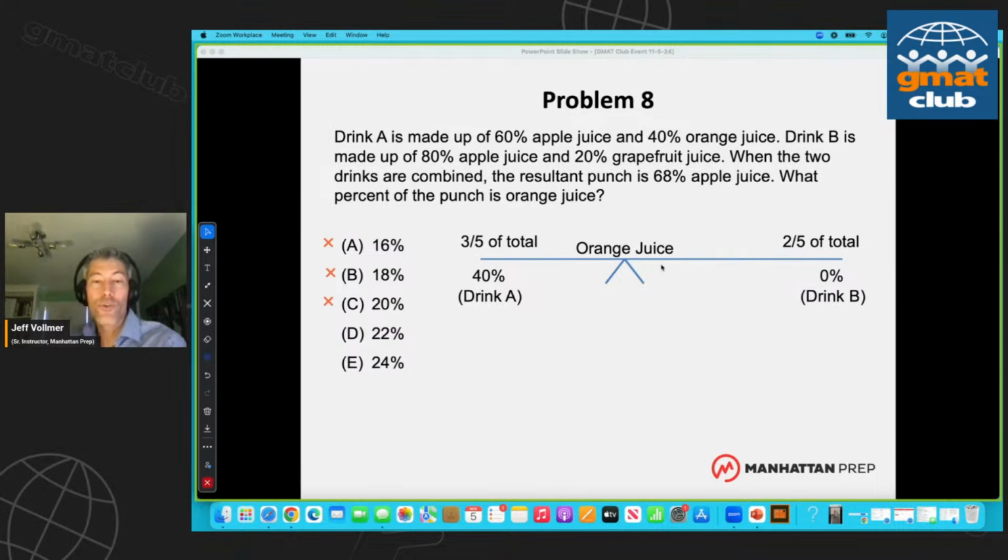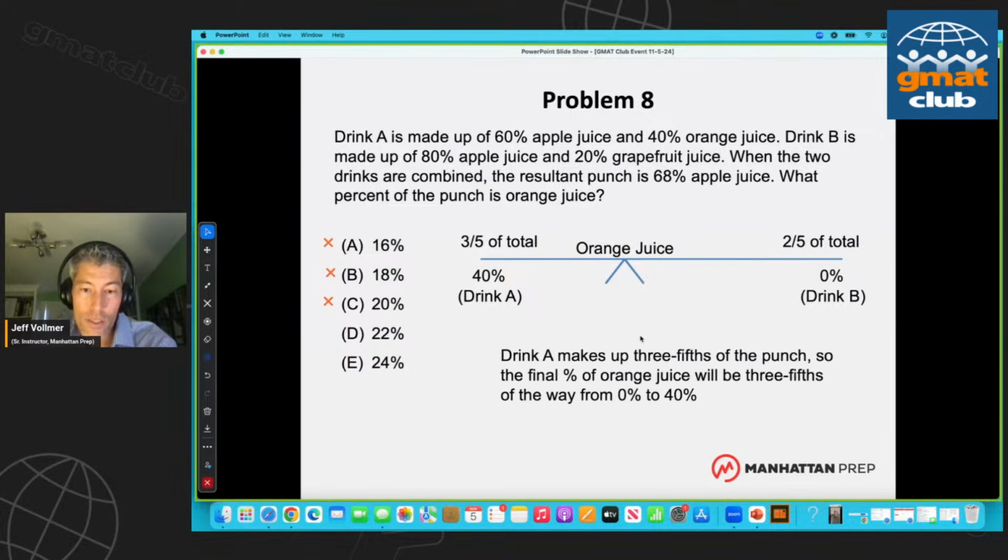Now we can use this fractional stuff and say, 3/5 of the total is drink A. So the overall percentage of orange juice at the end should be 3/5 of the way from 0 to 40. What's 3/5 of 40? Well, 1/5 is 8, 2/5 is 16, and 3/5 is 24. There it is, 3/5 of the way from 0 to 40, which is 24%.